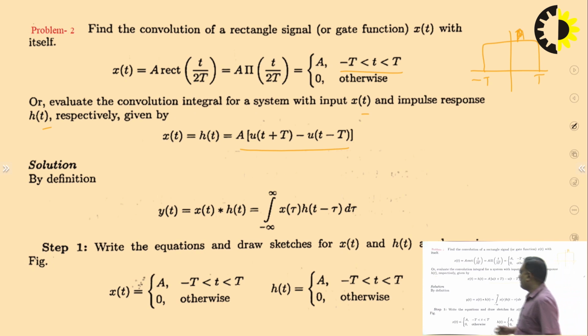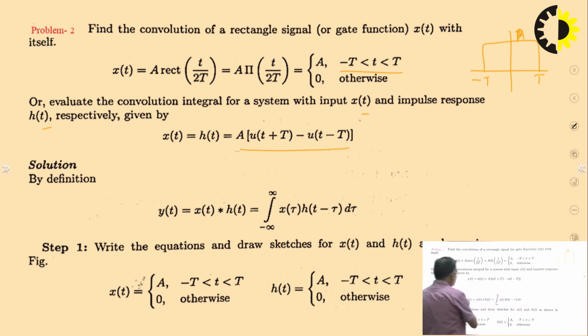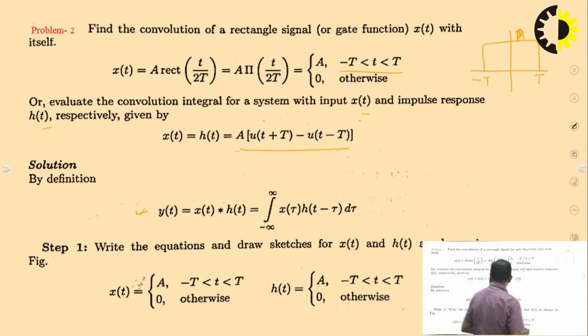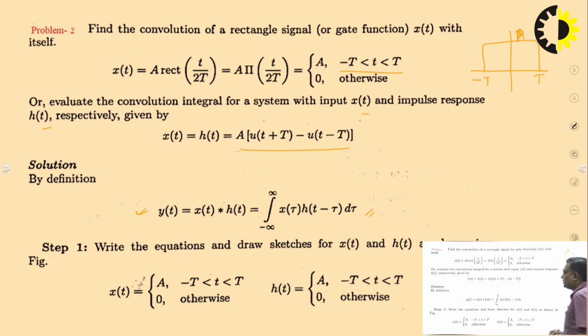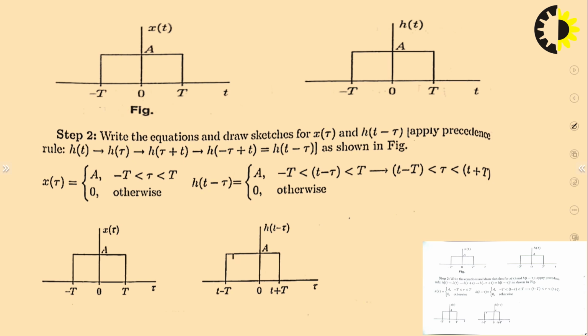You know the definition of convolution. According to it, the output y(t) is obtained by x(t) convolved with h(t), where h(t) is the impulse response. The formula is the integral of x(tau) into h(t minus tau) d tau. First of all we will draw the various waveforms. This is your signal x(t), and similarly the signal h(t) is the same, again defined from minus T to T, with amplitude A.